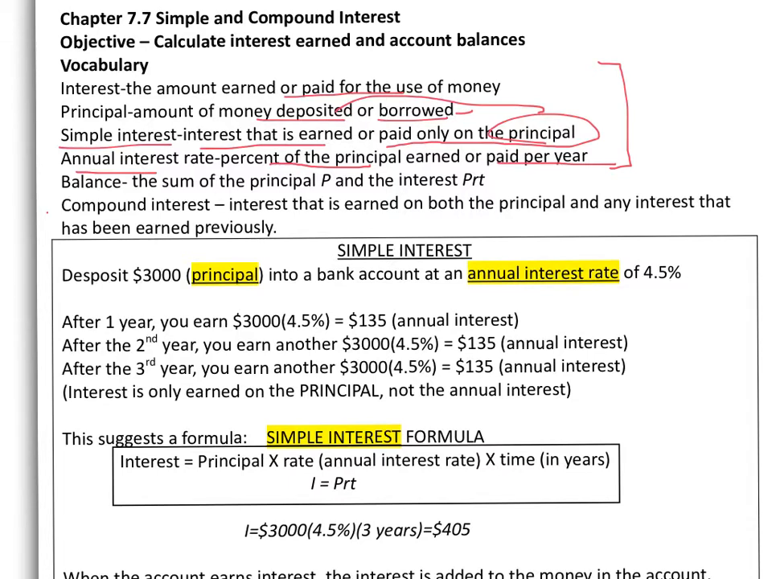To calculate the simple interest, for example, if you deposit $3,000, which is the principal, into a bank account at an annual interest rate of 4.5%, after 1 year you earn $3,000 times 4.5%, which is $135 annual interest. After the second year, you would earn another $135, and after the third year, another $135. So interest is only earned on the principal.